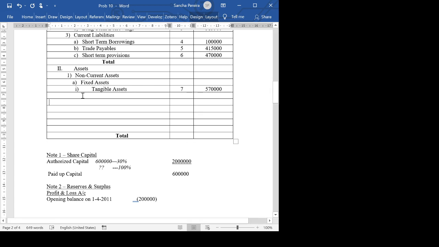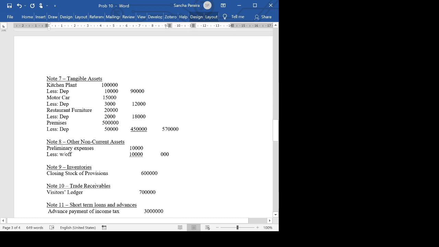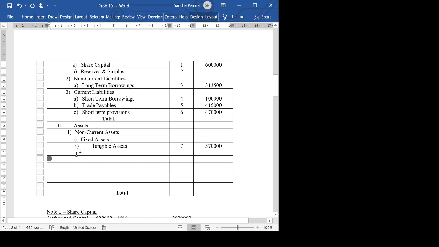5,70,000. Okay, so that's it. Then under non-current assets, you've got fixed assets, then you've got long-term investments, non-current investments. We have one item here, which is other non-current assets, note number 8. Now, under other non-current assets, fixed assets is the first one.